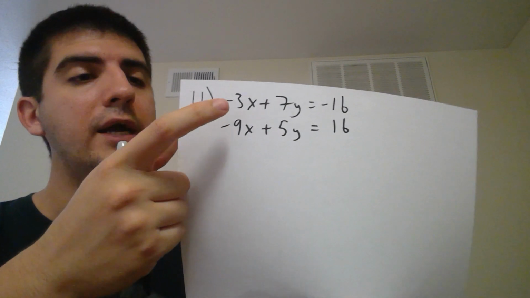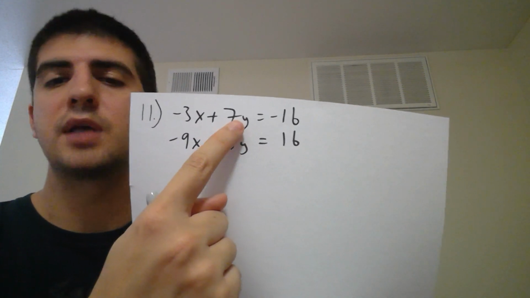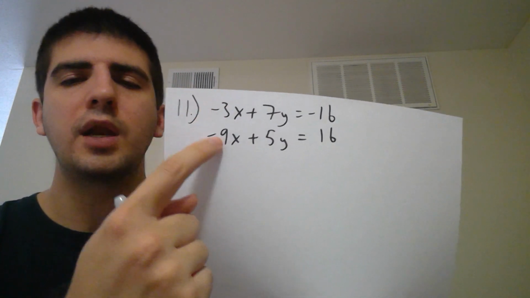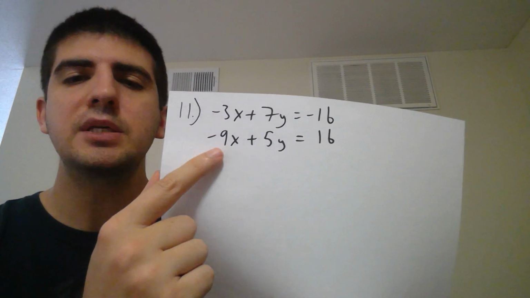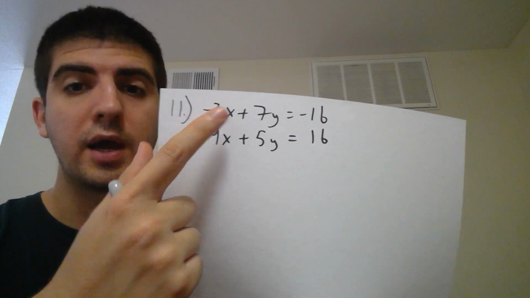Pause here. It's much easier for me to turn a 3 into a 9 than it is a 5 into a 7. Here I'd have to use fractions. Those numbers really don't go together well. 3 and 9 go together pretty well. The opposite of negative 9 is positive 9. To make a negative 3 positive 9, I need to multiply by negative 3.